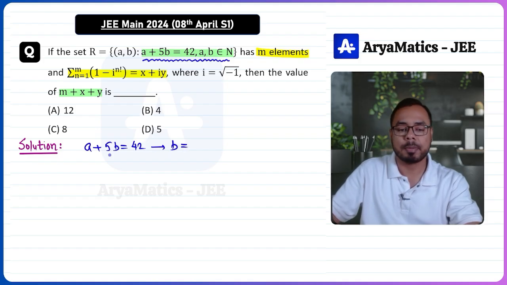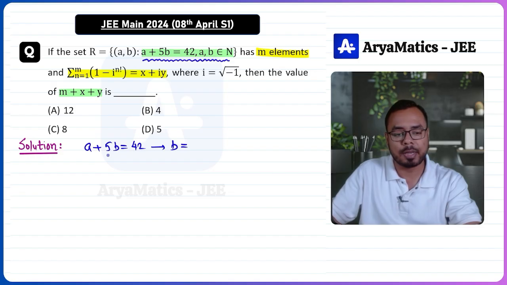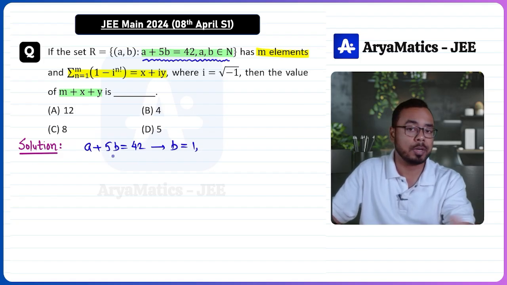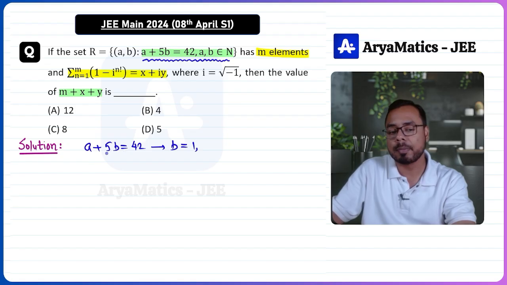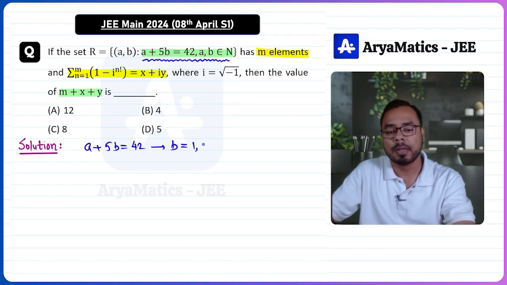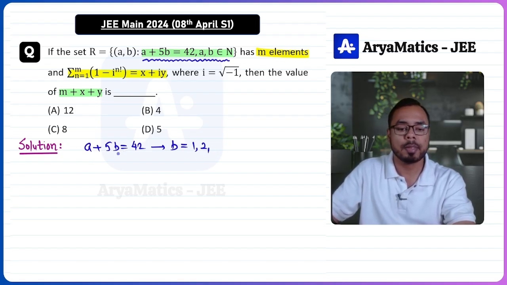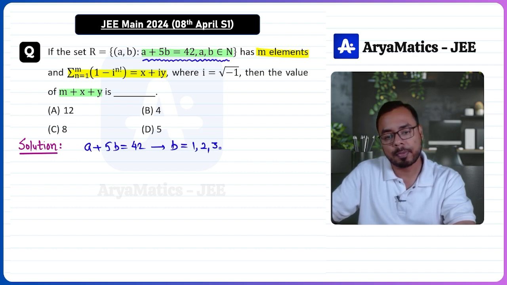We can start with b, because b has a higher coefficient. If I take any value of b starting from 1, we'll get some value of a. And we have to see what is the maximum value of b that we can take. a and b are natural numbers. So if I take b as 1, a will be 37. If I take b as 2, a will be 32 and so on. So the different possible values of b, you can take 1, 2, 3, 4, 5.